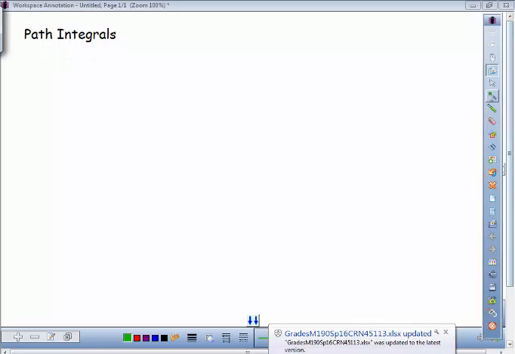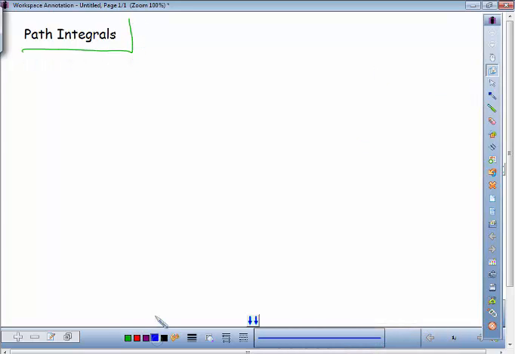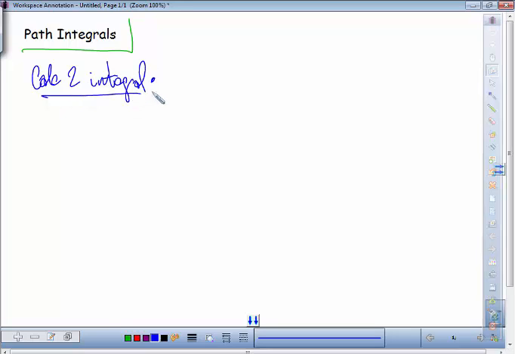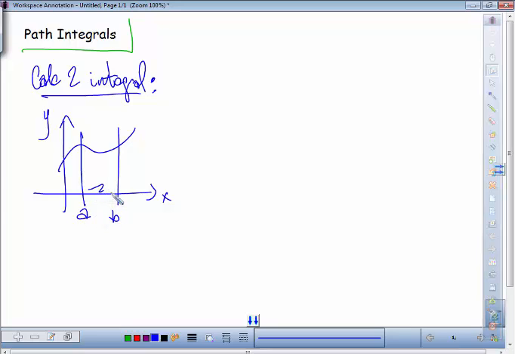So before we talk about path integrals, let's talk about a regular integral from Calc 1 or 2. Calc 2 integral. And we saw the Calc 2 integral as the area under the curve of some function f of x from a to b. So this is the integral from a to b of f of x dx.